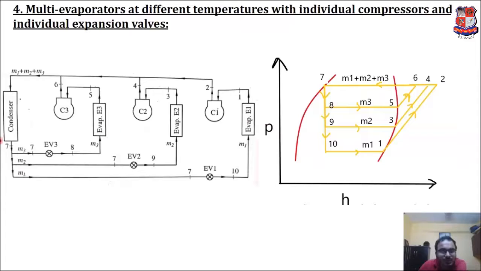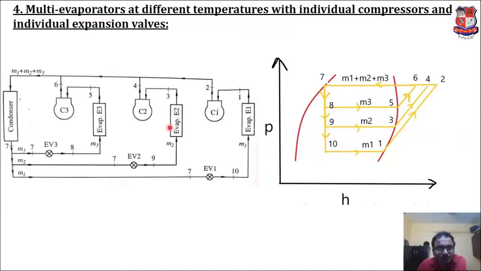Then if we discuss mass M2, the second one here, from 7 to 9 we have expansion of mass M2. Then from 9 to 3 we have evaporation, that is this point, 9 to 3. Then 3 to 4 is the compression process.